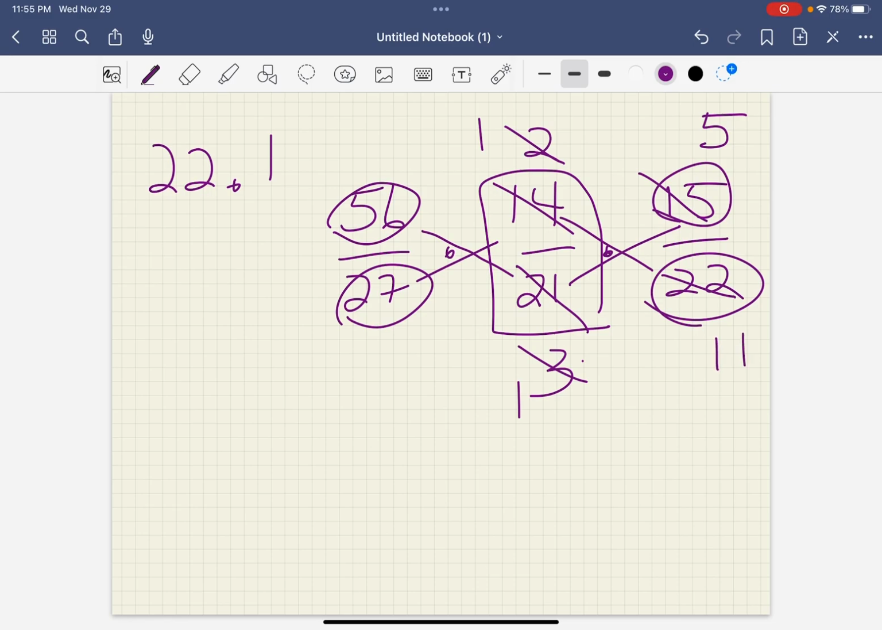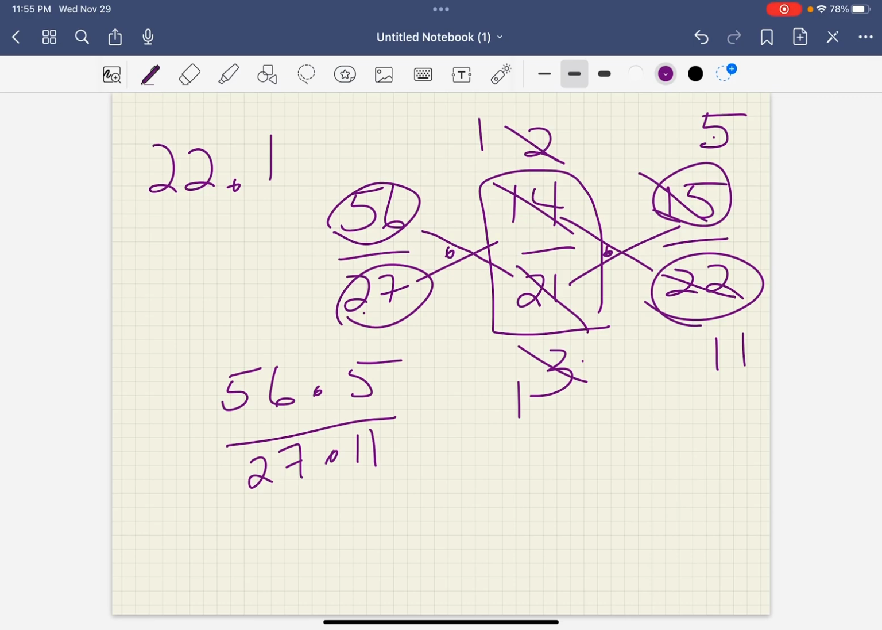And now we're going to be limited. Let's see if there's anything else. 11 doesn't go into 56. 5 doesn't go into 27. So it looks like we're going to have to multiply whatever is left over. So we're going to have to multiply 56 times 5. And in the denominator, we're going to have 27 times 11.